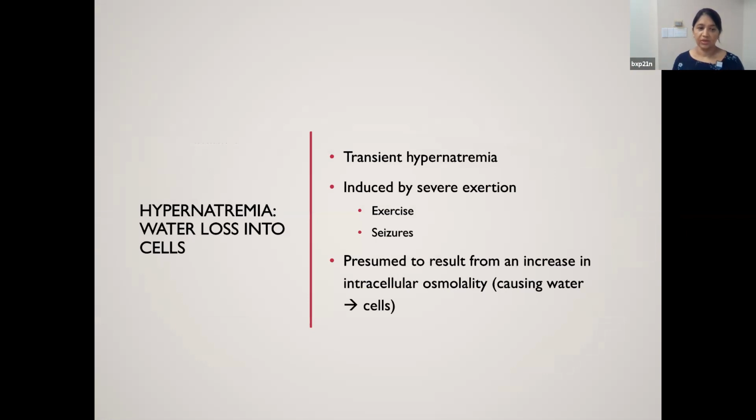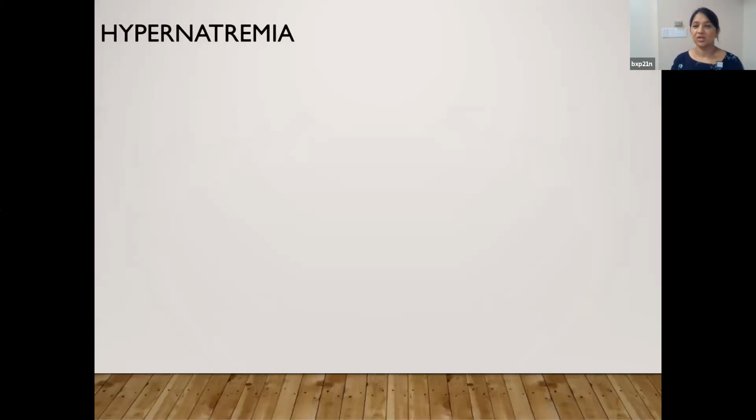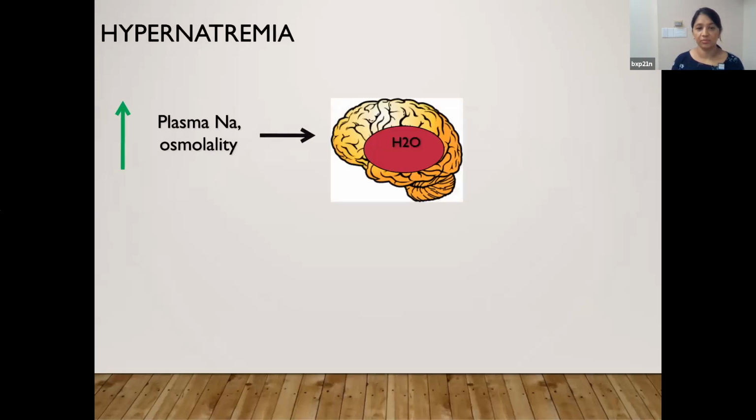And hypernatremia could be transient because of water loss into the cells, especially with exercise, during the time of seizures. That's pushing that water into the cells. But mostly you lose because the kidney is not doing a good job, or insensible losses are so much more. So what you have is increased plasma sodium. So obviously your osmolality is going up.